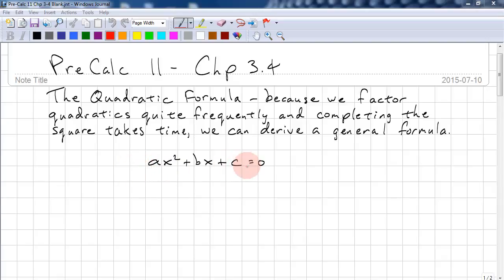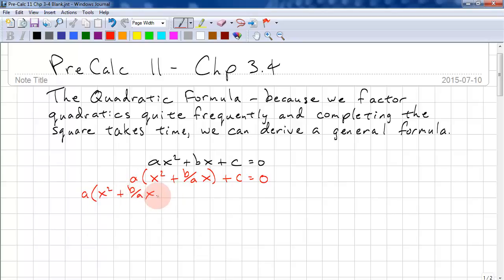Just because we have variables doesn't mean we need to shy away. We do the same thing. We factor a out of the x terms. And we have a times x squared plus, now we have b divided by a because there's no a in there and we're factoring it out, x plus c equals 0. We have a x squared plus b over a x.